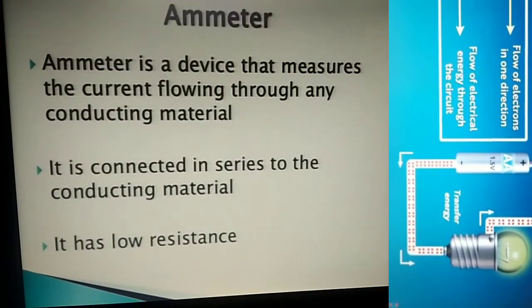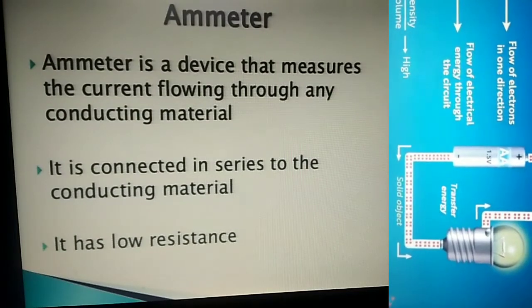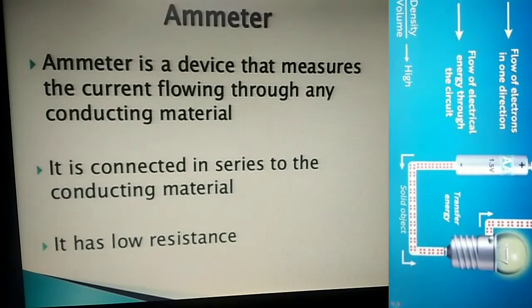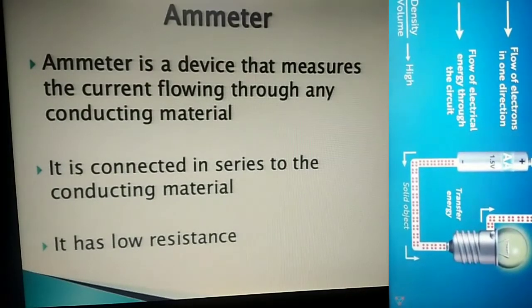What is an ammeter? Ammeter is a device that measures the current flowing through any conducting material. It is connected in series to the conducting material since it has low resistance.